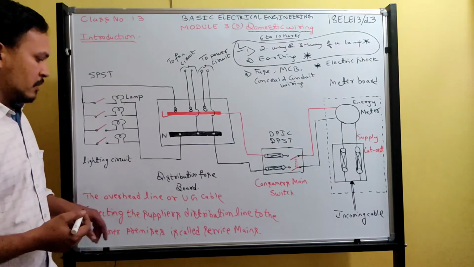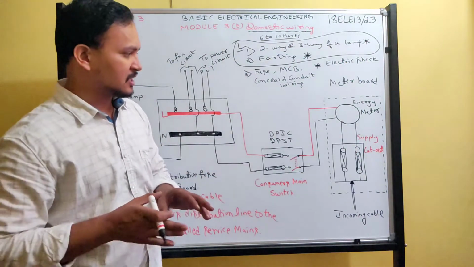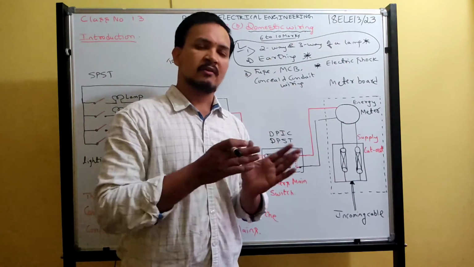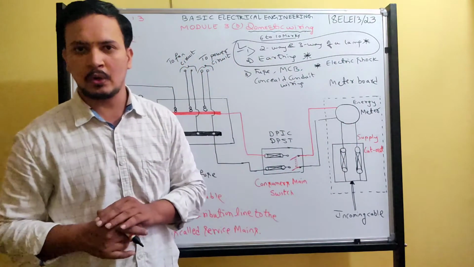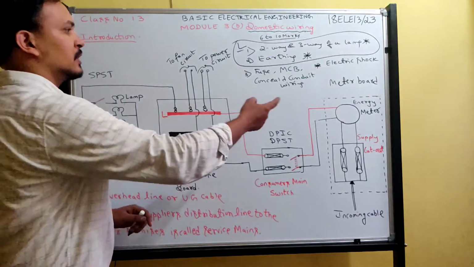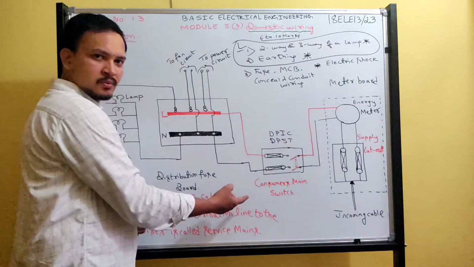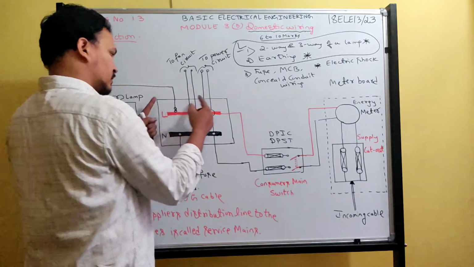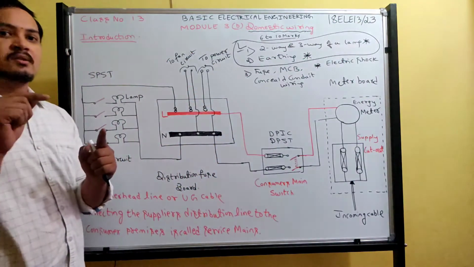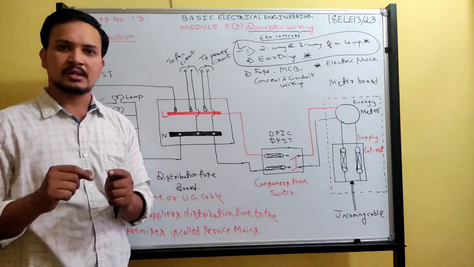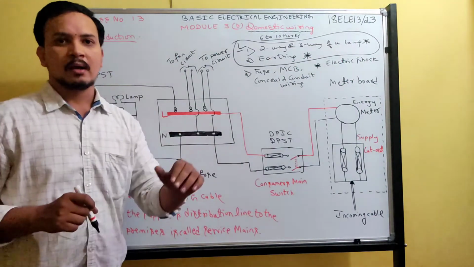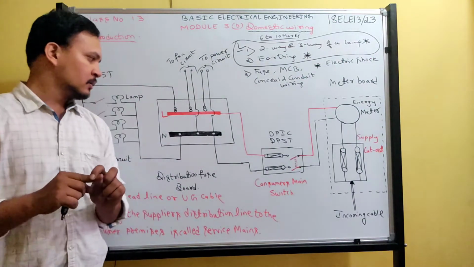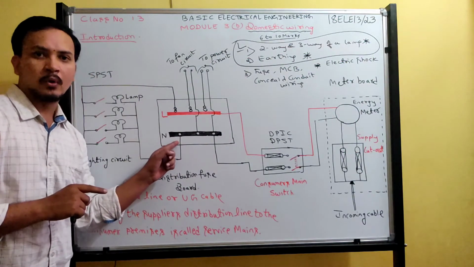The overhead line or UG cable connecting the supplier's distribution line to the consumer premises is called service mains. Okay, got it? What does the service main include? The service main includes supply cutout and energy meter. Service main is also called meter board. Okay. From the meter board, it reaches the consumer main switch. This consumer main switch reaches the distribution board. This distribution board will be inside your home, maybe in the form of a DP switch. The entire wiring in your home is done with respect to the distribution board.